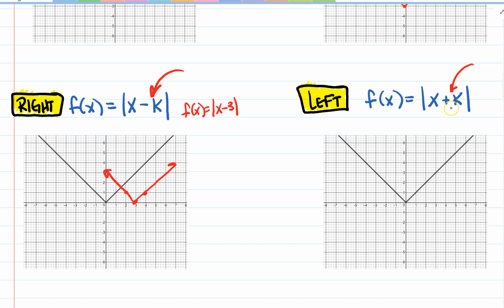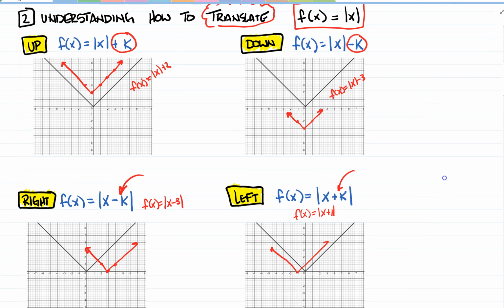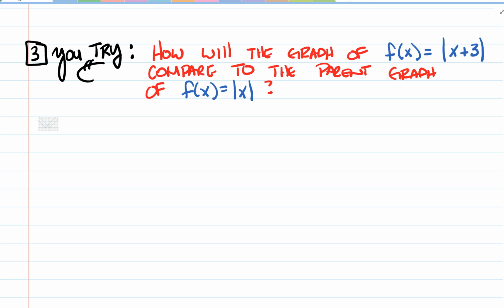A positive sign inside the absolute value function is going to move it to the left. So if I have absolute value of, say, x plus 1, then this whole graph would be moved over to the left 1 unit, like this. So box number 2 is all about up, down, left, and right, and make sure that you have all of these in your notes. Okay, here's box number 3.